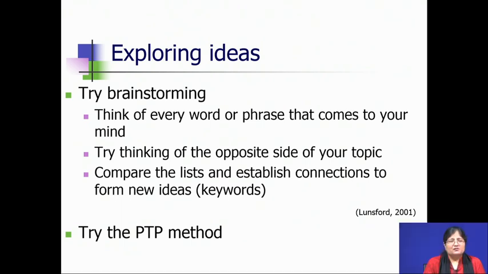Then we talk about exploring ideas. Now when we are trying to explore ideas, there are various ways in which you can explore ideas. The first one is brainstorming, and this is from a book by Lunsford. You think of every word or phrase that comes to your mind, then you try thinking of the opposite side of your topic, then you compare the lists and establish connections to form new ideas, which is the keywords, so the keywords emerge. Then you try the pass through prism method, and that way you can explore certain ideas.